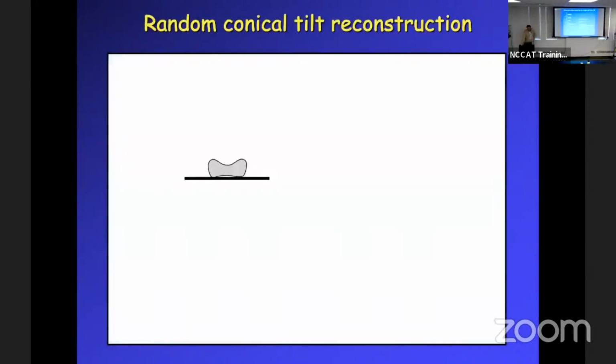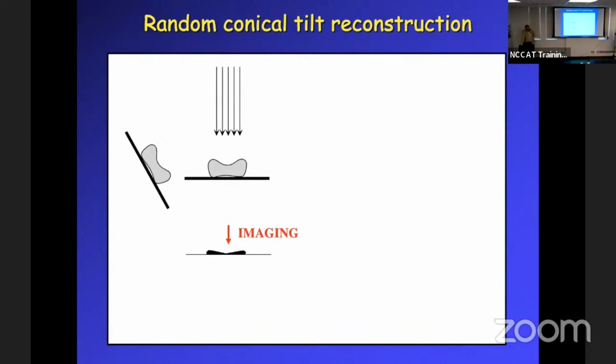And so the first way that people have actually reconstructed an initial map out of 2D projections was called the random conical tilt reconstruction. And this was done in negative stain where you have a single or a few preferred orientations. So you have your protein on the grid, you take an image, you get your projection, and then you tilt your specimen. And when you take an image of the tilted specimen, you get different views.